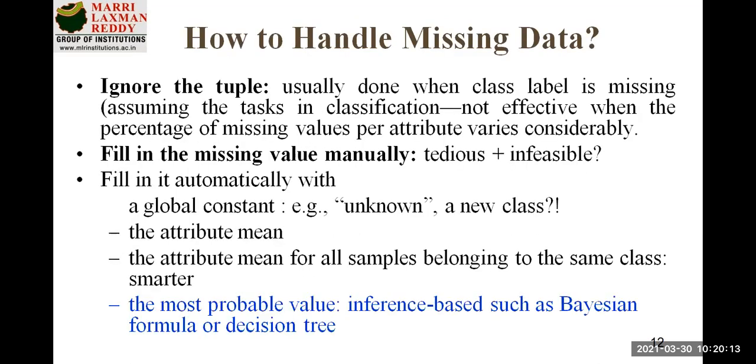Next, how to handle missing data. This is already covered in the previous session: ignoring the tuples, filling in the missing values manually, filling in the missing values automatically. Likewise, we need to understand what the attribute mean is and what a global constant is. These are all things we have seen in the previous session. One important thing highlighted here is the most probable value, inference based, such as the Bayesian formula or decision trees, which are also very important whenever you have missing values, to identify outliers and so on.